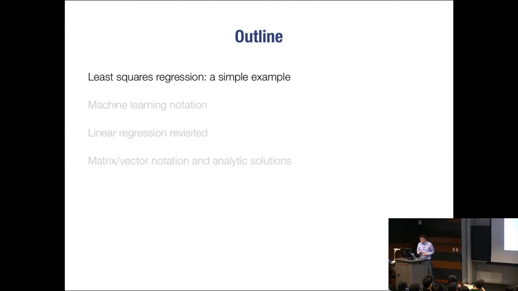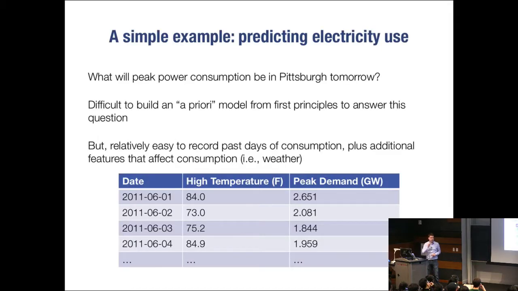Okay, so let's jump into least squares regression. And I want to start this with a question. This is actually how I teach machine learning in a lot of different courses, obviously with different levels of detail. But I want to start with a simple example here, which is the example of predicting electricity consumption in Pittsburgh. So my question for everyone here is, what is the electricity consumption of Pittsburgh going to be tomorrow?